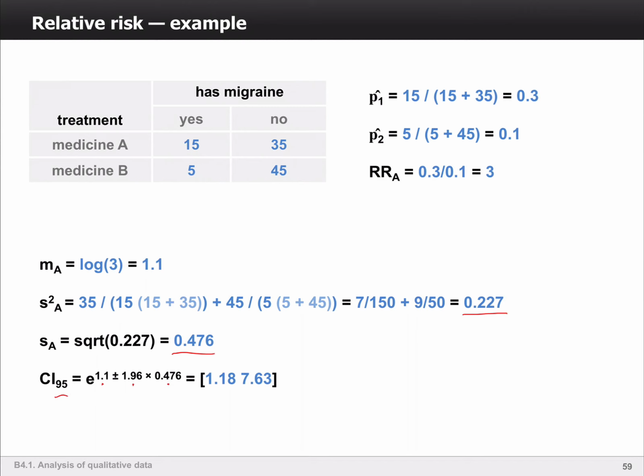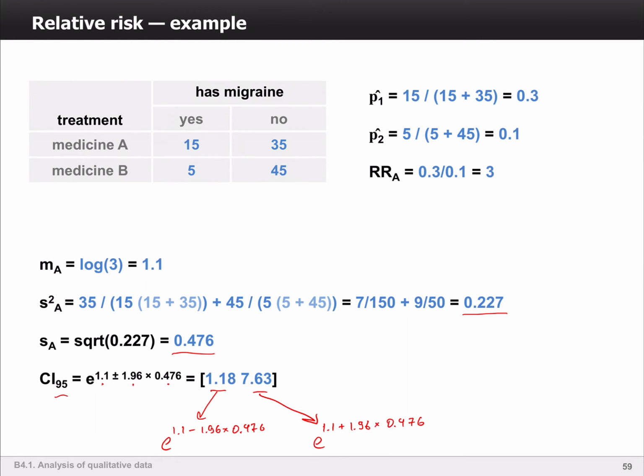And then we take just the exponential function for these two values: 1.1 minus 1.96 times 0.476, then we will get this one. Then if we do the same for the plus, then we will get this one. So this is e to the power 1.1 minus 1.96 times 0.476. And this value is exponential of 1.1 plus 1.96 times 0.476. Okay, so that's the relative risk.